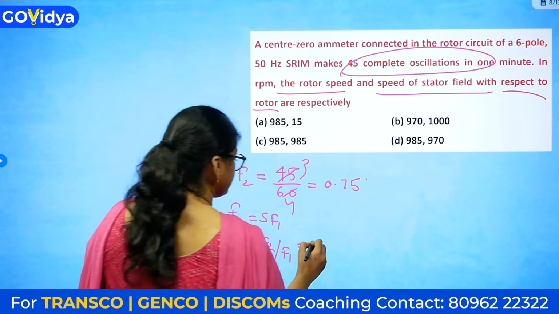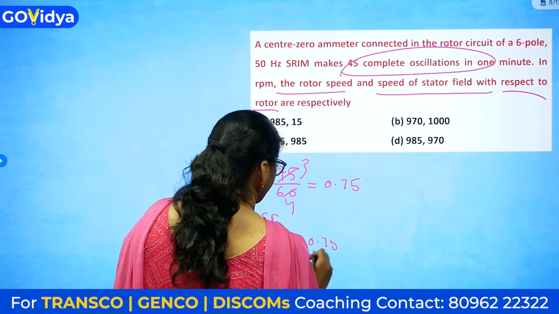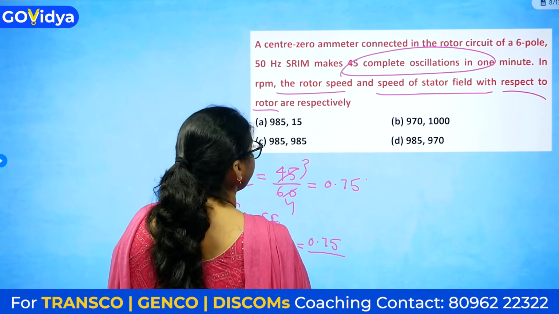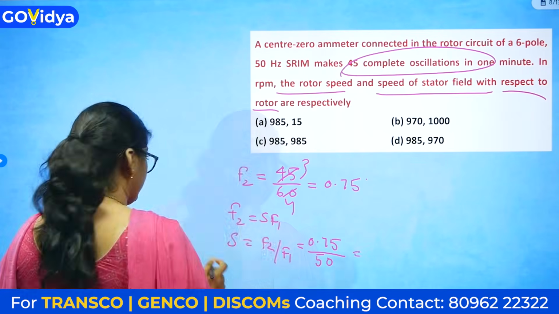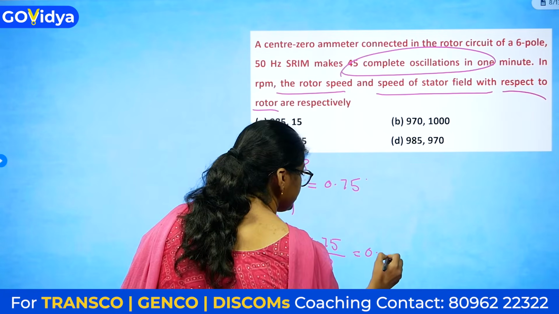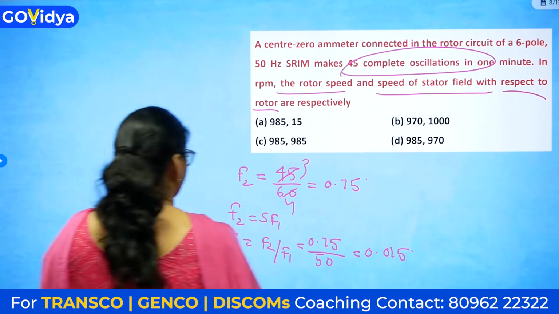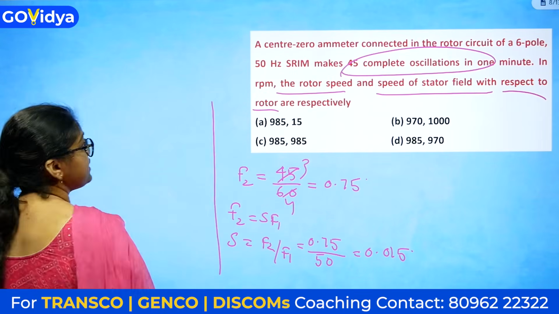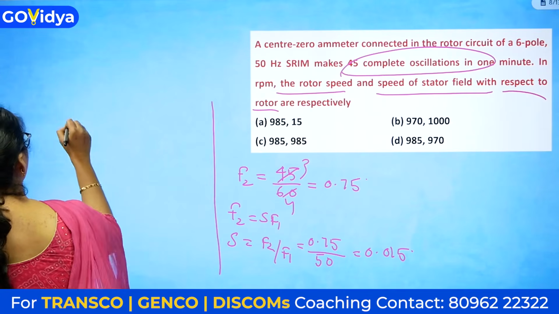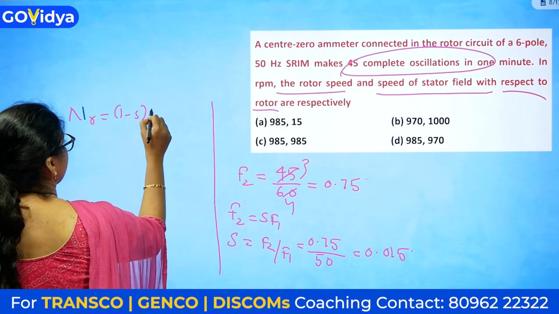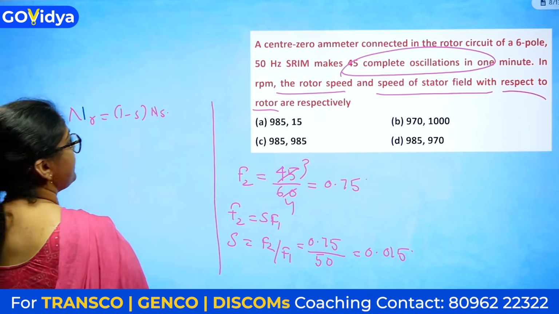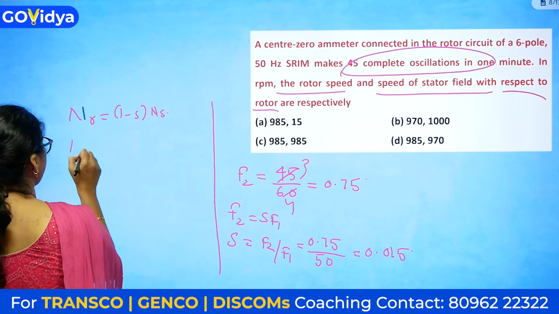So the f2 value is 0.75 by, and f1 is 50 Hz. You will get 0.015, the slip. The slip we got. Now we have to find the rotor speed. The formula is Nr equal to (1 minus s) into Ns. But in the question Ns is not given, so we have to find the Ns value.